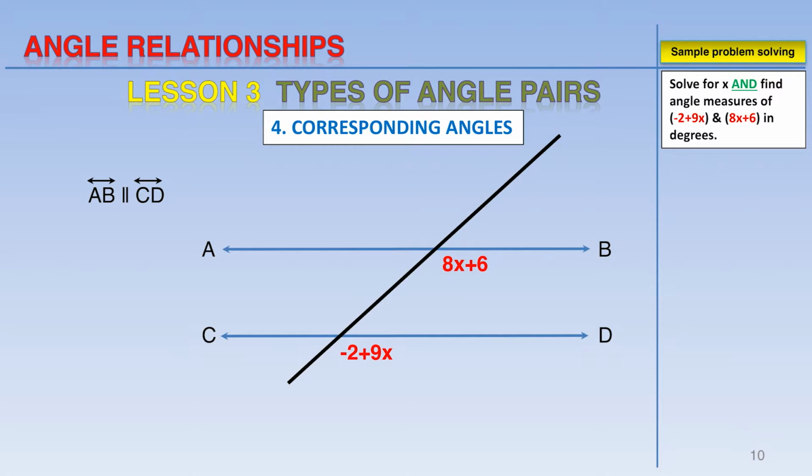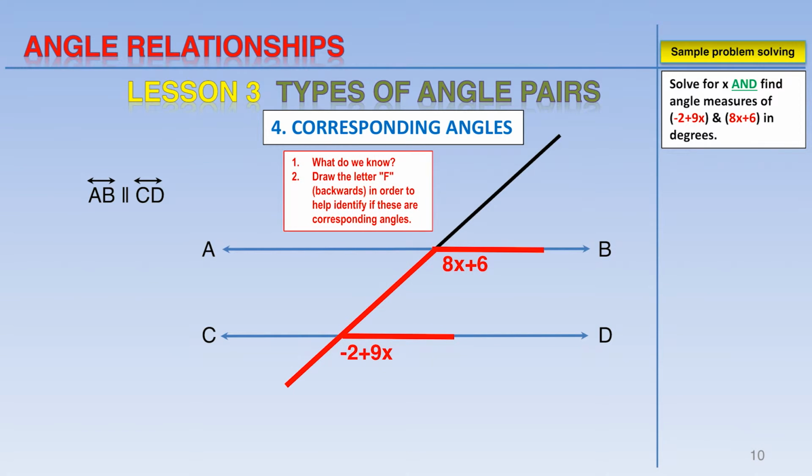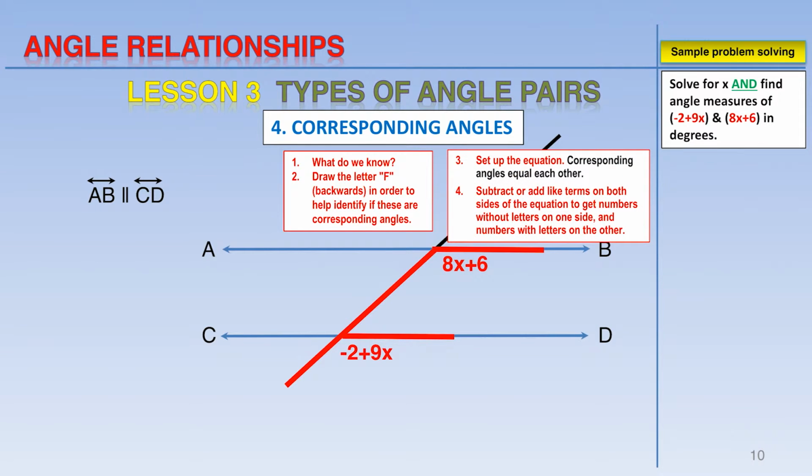Now let's look at a sample problem with corresponding angles. We're going to solve for x and find what the angle measures are of both of these angles. Okay, so what do we know? We're going to draw the letter F forwards and backwards in order to determine if these are corresponding angles. They are. We set up the equation.